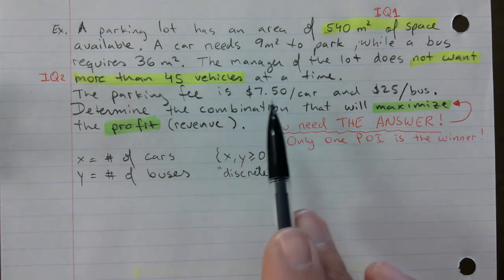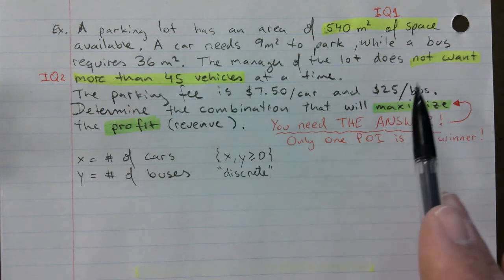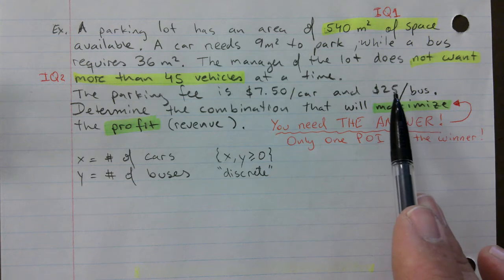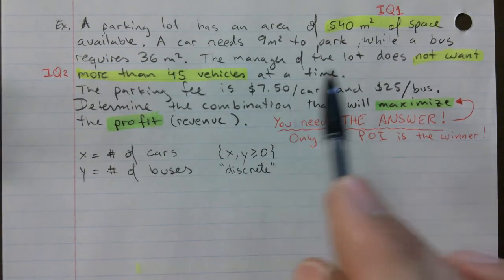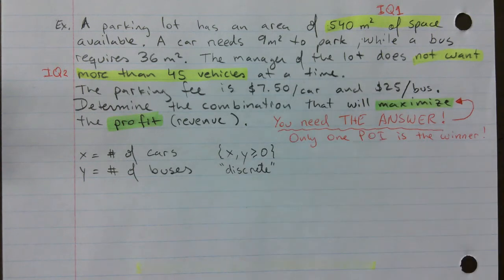The parking fee is $7.50 per car and $25 per bus. But is there any restriction on money, on profit? It's not saying it wants to make at least this much, any of that. So these coefficients, you will wait for now. You won't use them, okay?